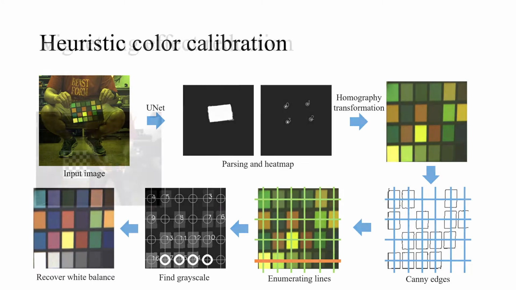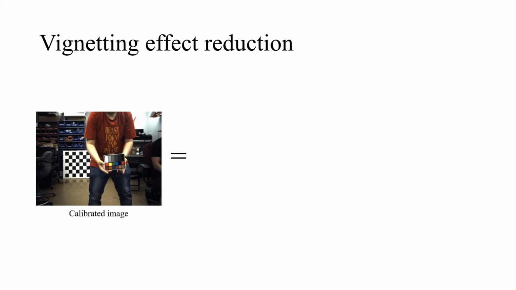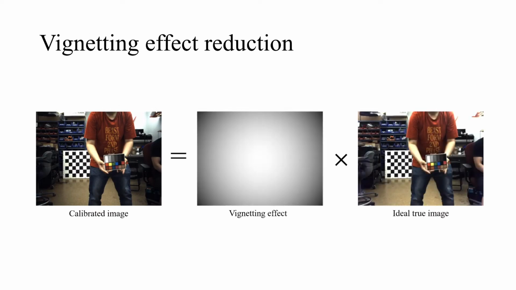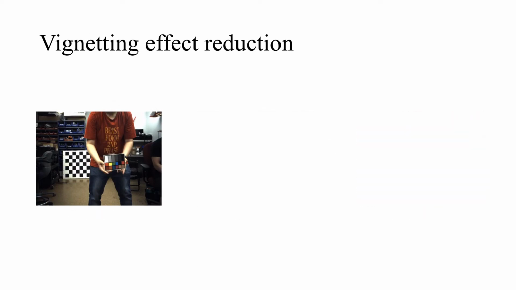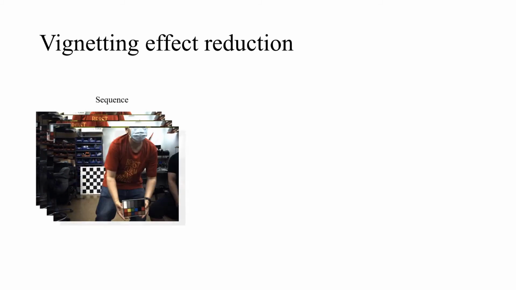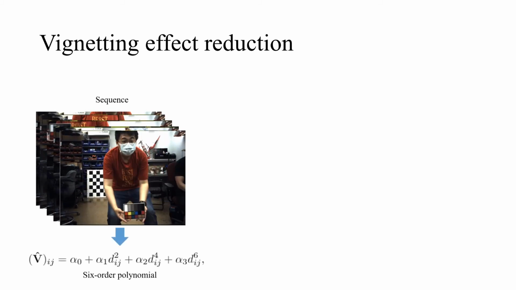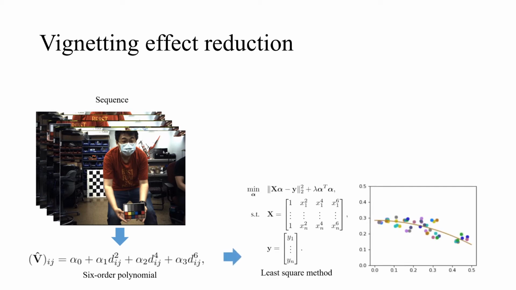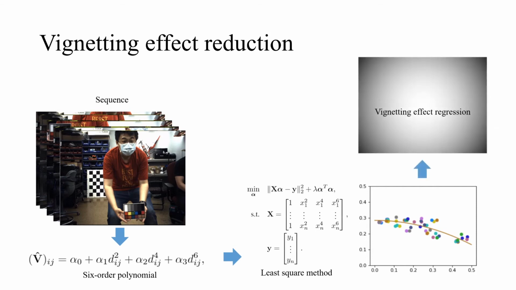Vignetting effect is a reduction of brightness toward the edges and corners compared to the center of the input image. To reduce such an effect, we assume the brightness of pixels as a 6th-order polynomial of the distance to the image center. Through a sequence moving the color chart, we could fit a curve using the least square method to retrieve the vignetting function.